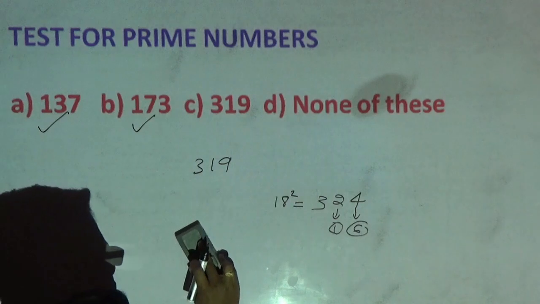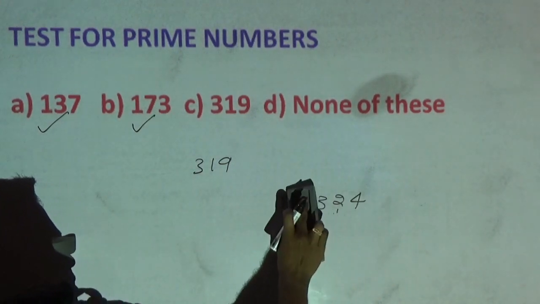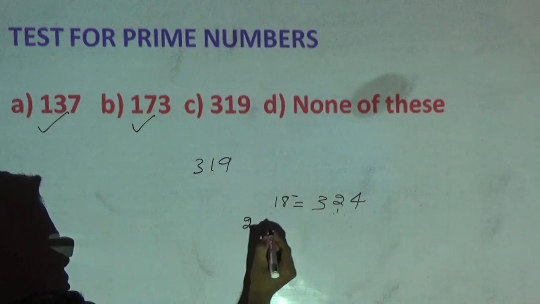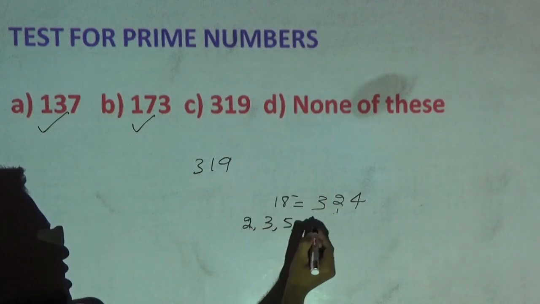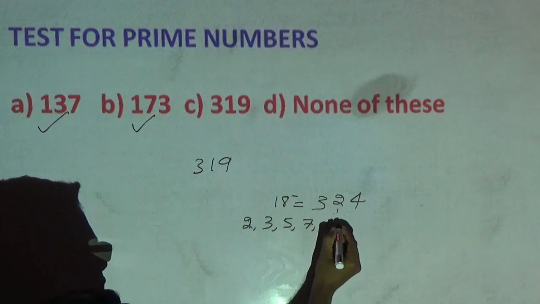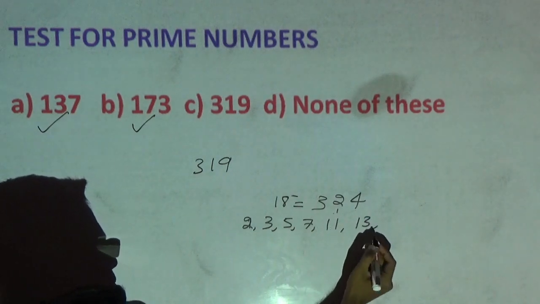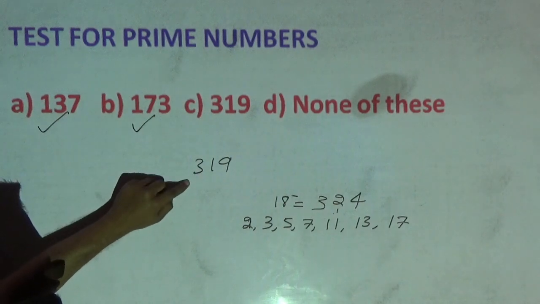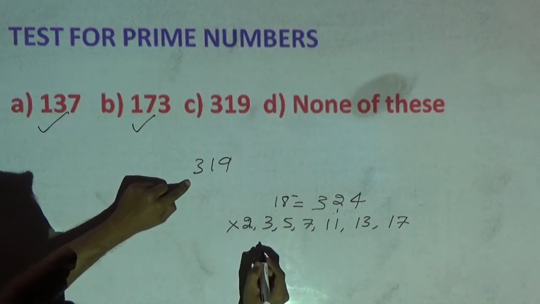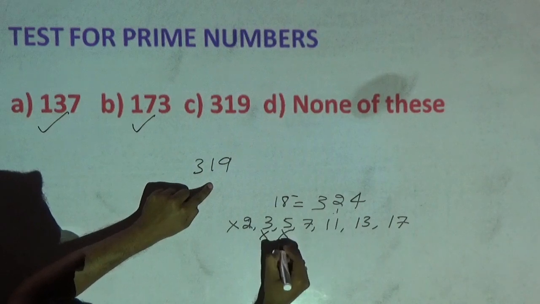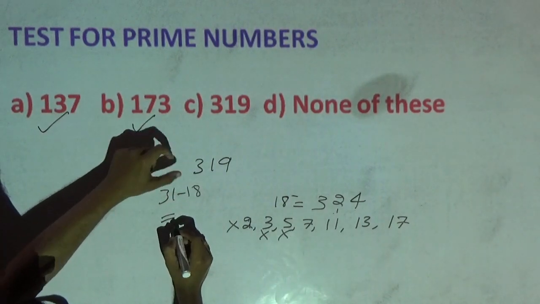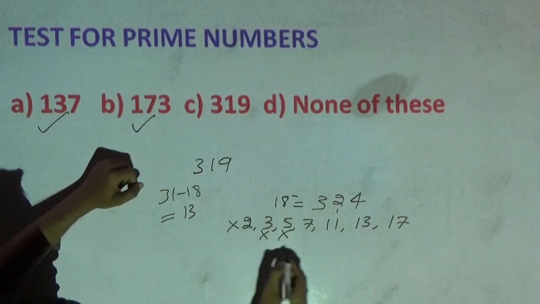Now I will list out all the prime numbers up to 18. Which are the prime numbers? 2, 3, 5, 7, 11, 13, and 17. Now I want to check whether this number is divisible by any of these numbers. 2, no, it is not divisible by 2. 3, no. 5, no. 7: 31 minus 18, what is this? 13. This is not divisible by 7.